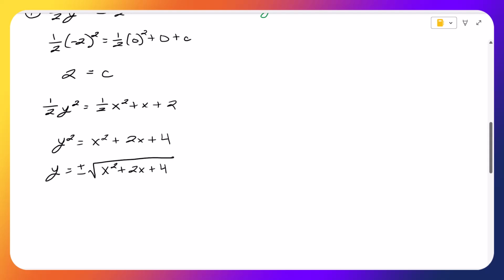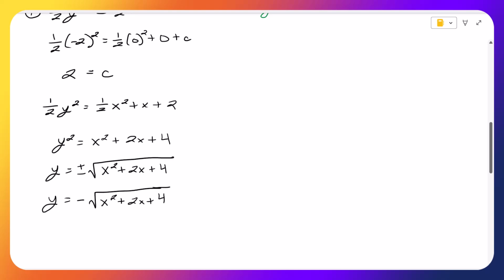We want negative. So our correct answer, our particular solution in this case is y equals negative square root of x squared plus 2x plus 4. Because the positive one doesn't satisfy our initial condition.